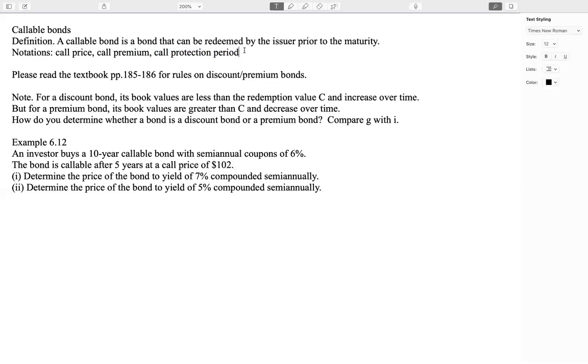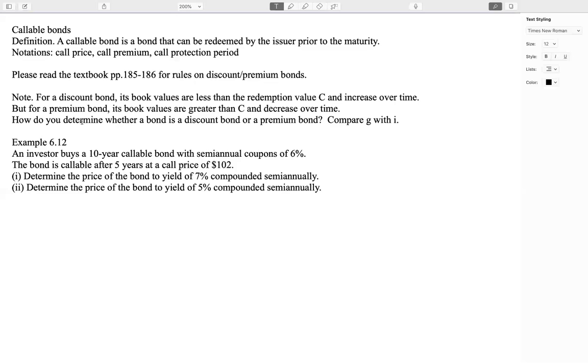Sometimes there is a call protection period, meaning that the issuer might need to wait for some years in order to have the right to be effective. Let's say a company issues a 20-year bond. Maybe it cannot call it back within the first 5 years, just to give the bondholder more time to accumulate coupons. Otherwise, it may not be a fair deal to the buyer. If it can call it back anytime, maybe it will call it back before the first payment, if the call price is low enough.